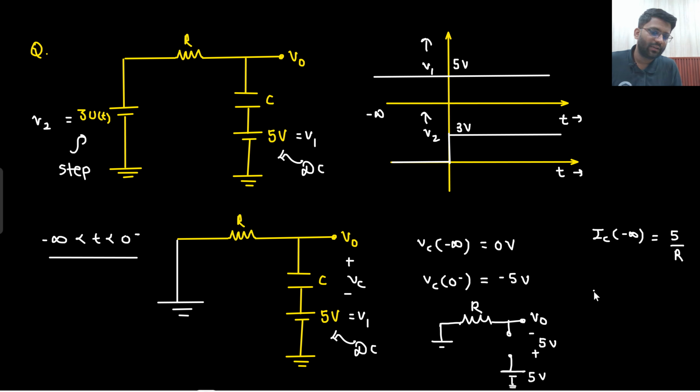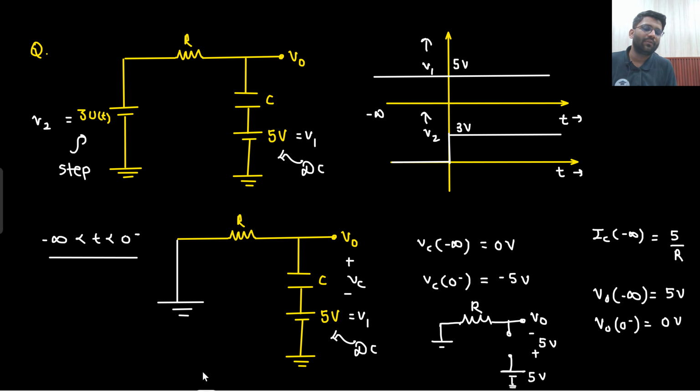And what about V naught? Can you let me know the value of V naught at minus infinity? At minus infinity, what will be the scenario? At minus infinity, the capacitor will be short circuited. So this value will be 0 and this value will be 5, right? Because the capacitor is short circuited. So V naught at minus infinity will be 5. And what will be V naught at 0 minus? At 0 minus, the capacitor will be open circuited. So 0 voltage will come from here. So it will become 0.